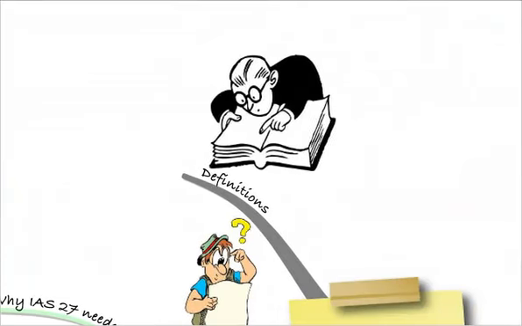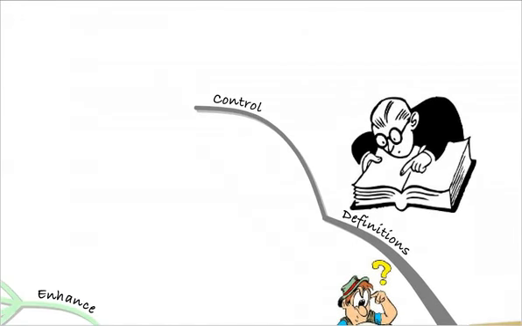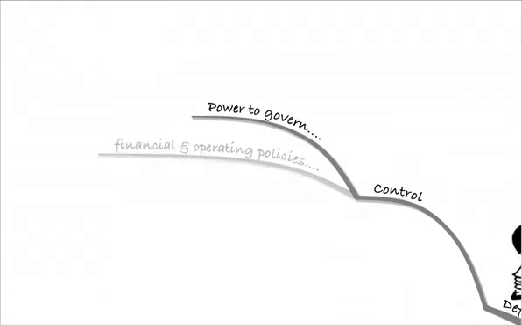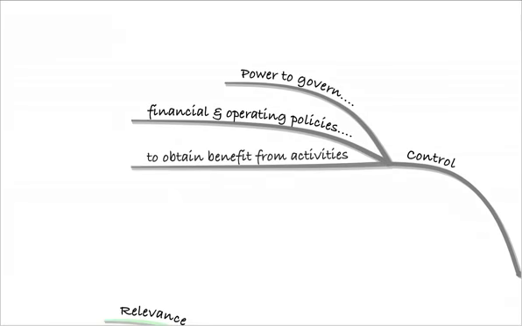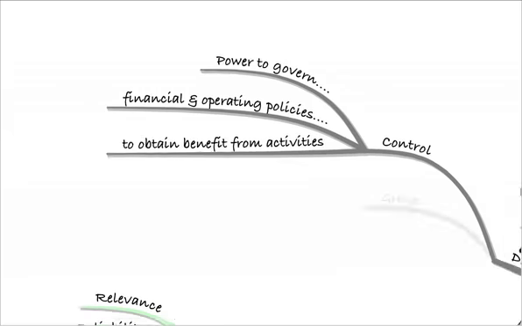So moving on then to definitions. In P2, definitions are crucial. You need to know the definitions in all of the standards that we look at because that will be your starting point for a question. So control, you may have to determine whether an entity is controlled or not. The definition of control in IAS 27 is the power to govern financial and operating policies to obtain economic benefit from those activities. So that's control.